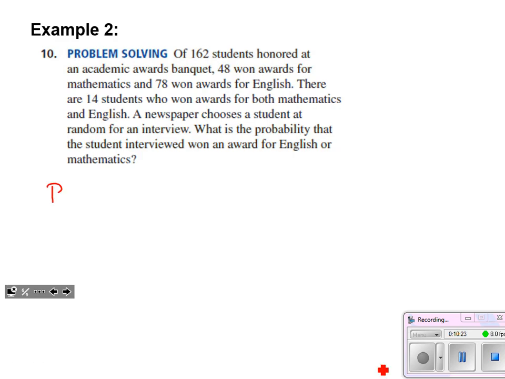So, what is the probability of A or B? Well, it's the probability of A plus the probability of B. And they did say that some students won awards in both English and math. So these are overlapping events. We want to subtract away that overlapping portion, the probability of A and B, because it's been counted twice. All right, so let's see what we get. We're trying to find this union out front.